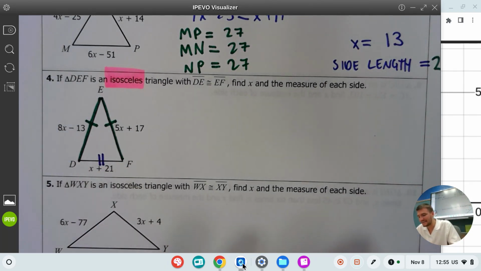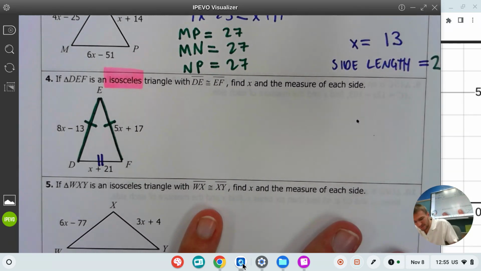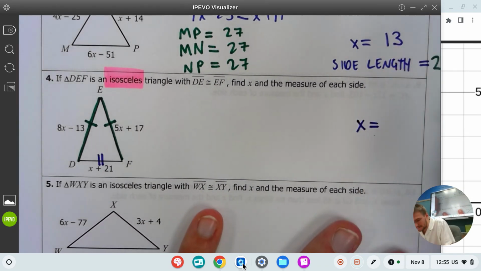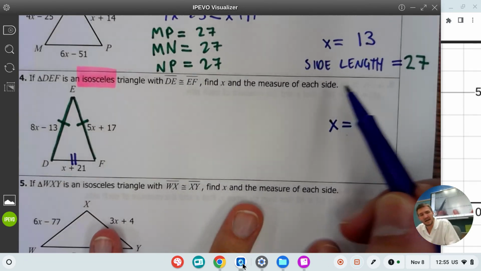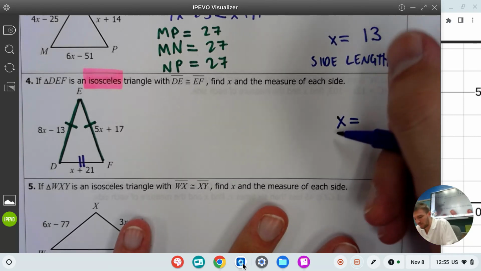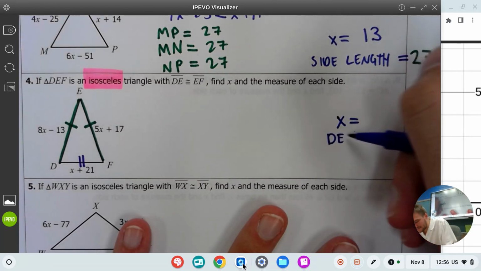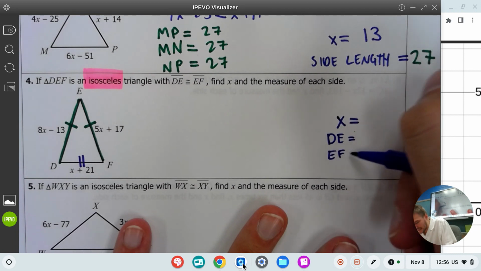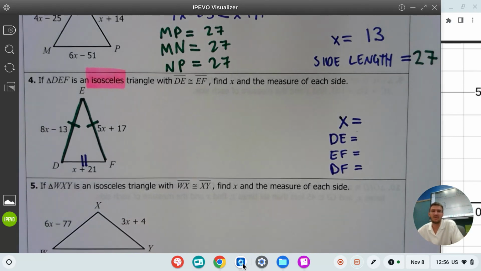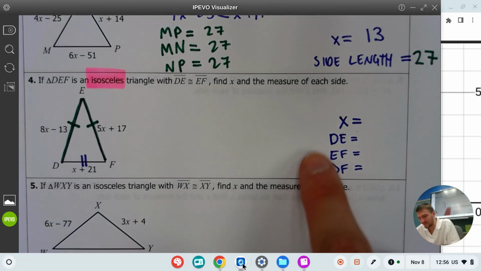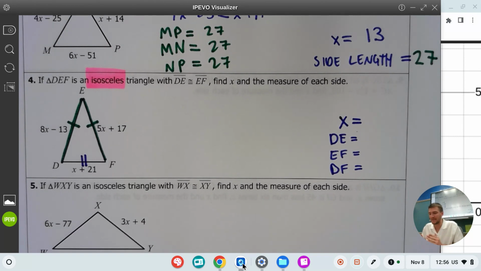Now, it says find x. All right, we can do that. Find x, and find the measure of each side. But now, we're not just going to be able to say they're all the same. We are going to need to get what is the length of DE, what is the length of EF, what is the length of DF. We are going to need these three different measurements. Remember, if you don't put a line on top of those two letters, it means the length of the side or the length of the line. So just writing DE, all caps, is good enough. We don't need to write anything else.